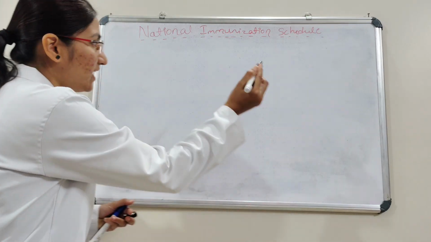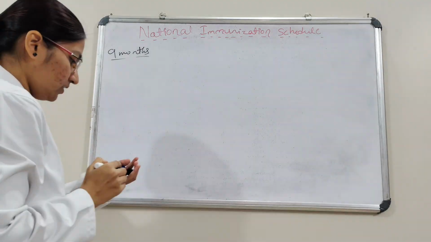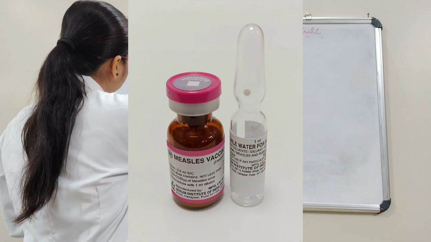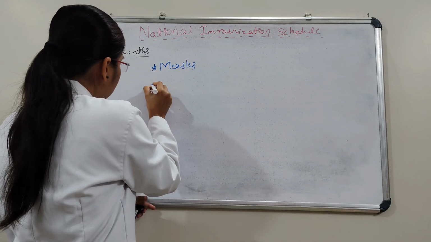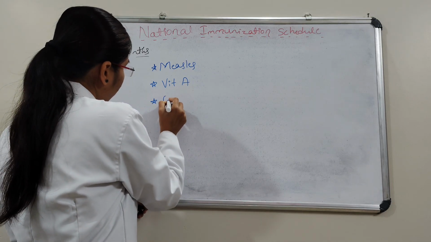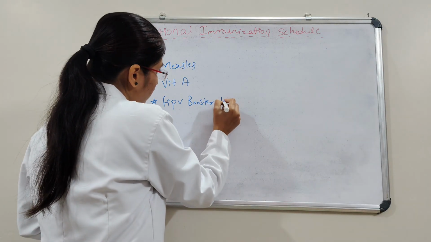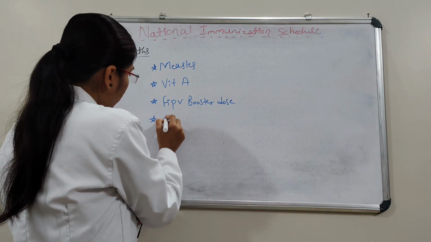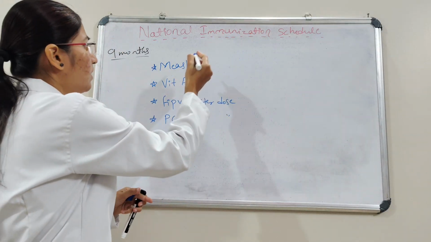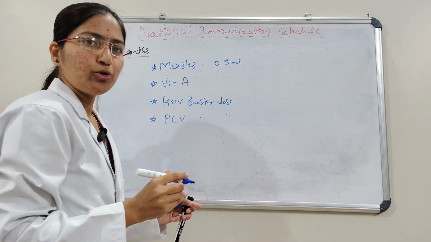Now we'll see at 9 months. At 9 months, measles has to be given, vitamin A, FIPV booster dose here, and then pneumococcal conjugated vaccine booster dose. It is a booster dose. Measles, that is 0.5 ml, has to be given subcutaneously.